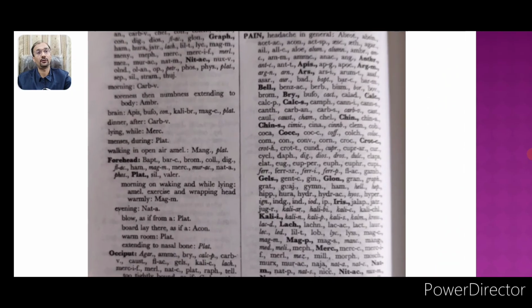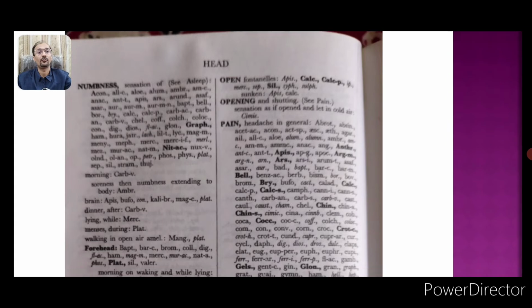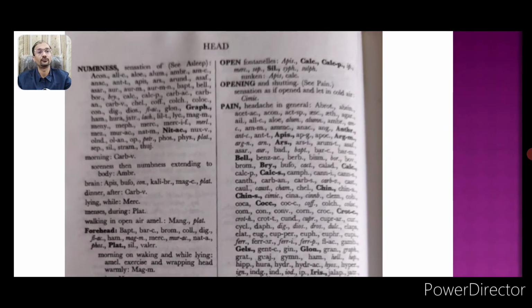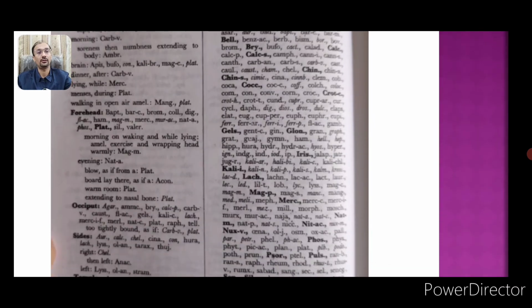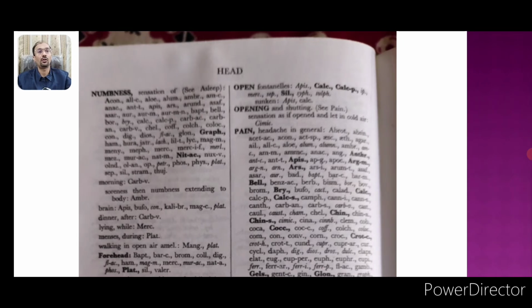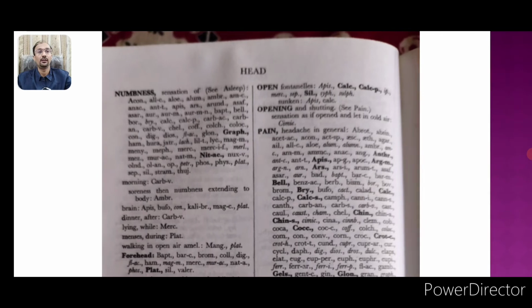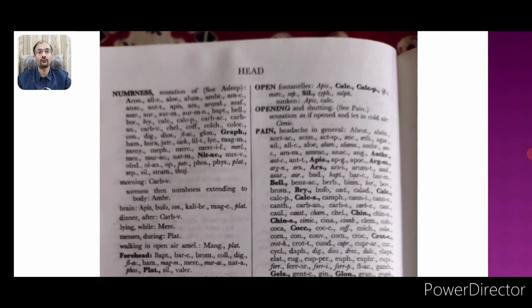So here we are going to refer to the head chapter. There is pain, headache in general is written, and all the medicines are given here. Now again, let us have a look at the arrangement of one page. The name of the chapter is written in the middle at the top of the page, and the page number is in the middle at the bottom of the page. The whole page is divided into two columns, so referring to the repertory becomes more easy.